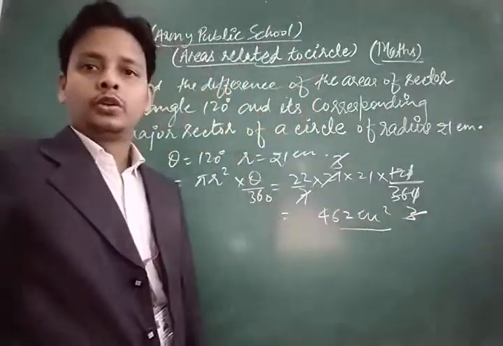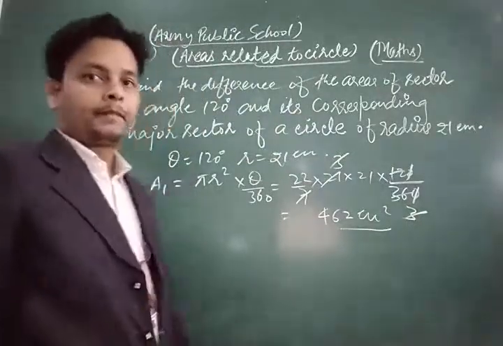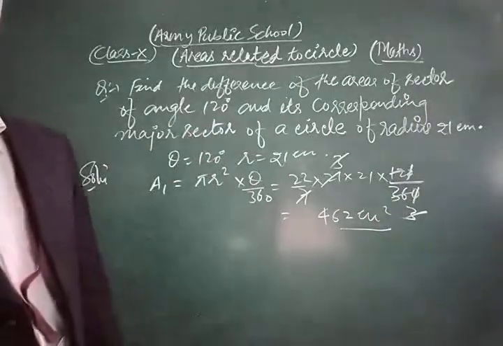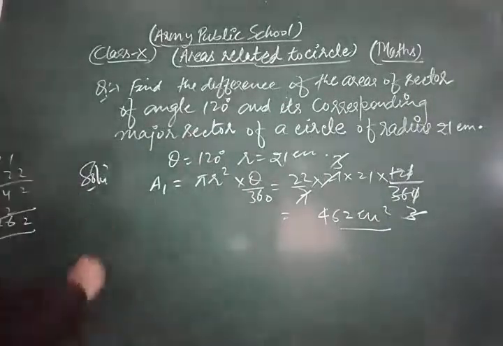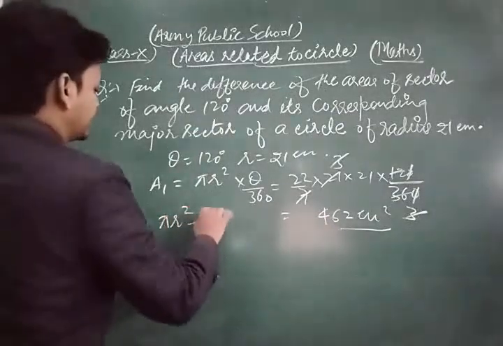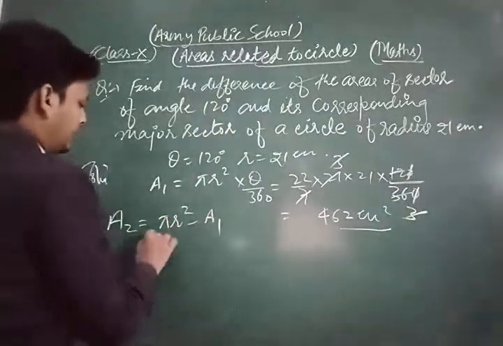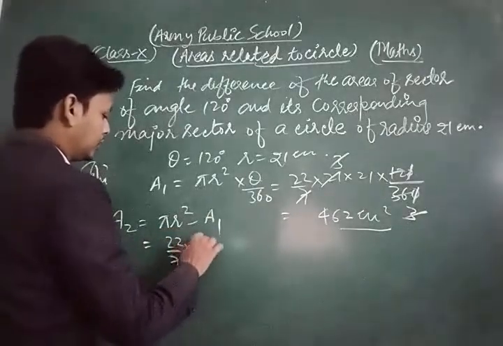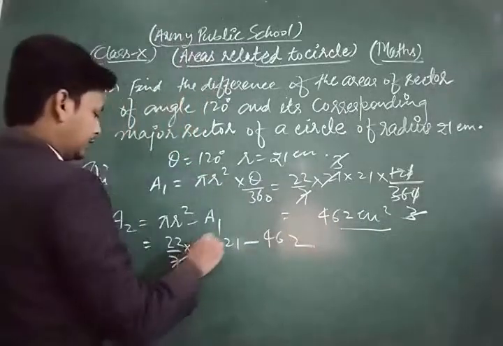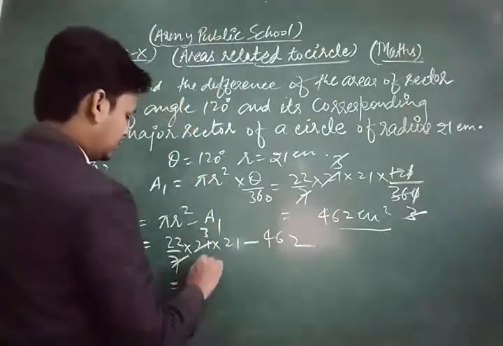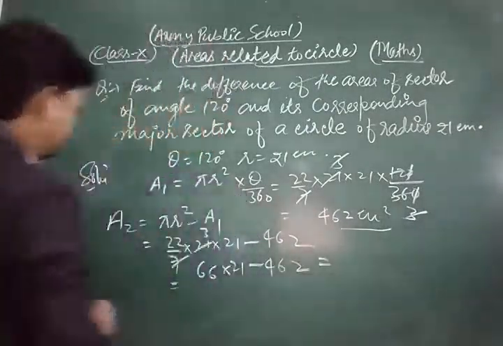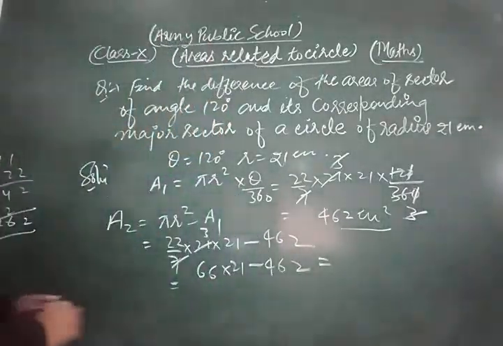Now we also find the area of major sector. So area of major sector, A2, is what? Area of circle minus area of minor sector. So area of circle is pi, 22 upon 7 into 21 into 21, minus this 462. So here 7 3s are 21, 6 into 21 is equal to, look, now we multiply them.